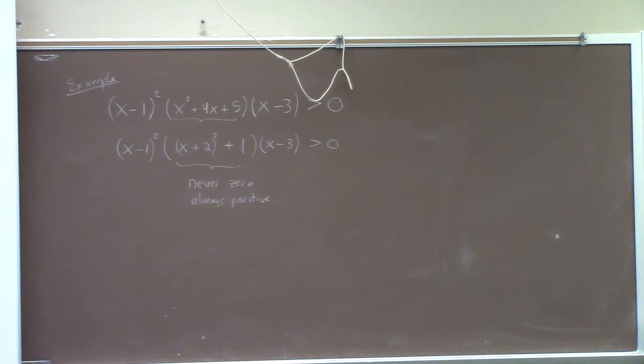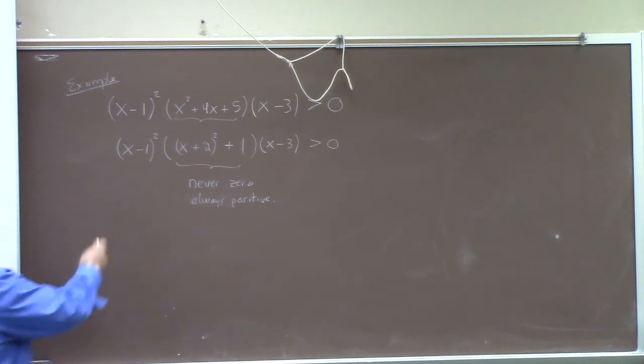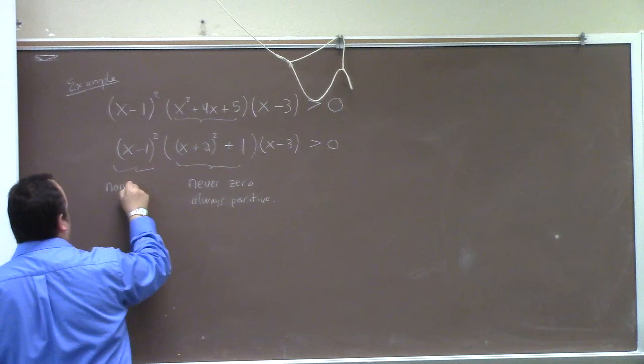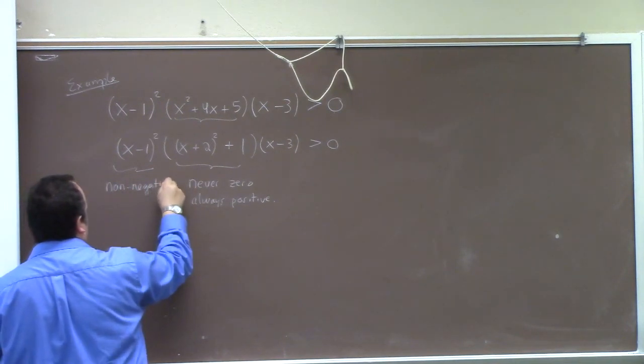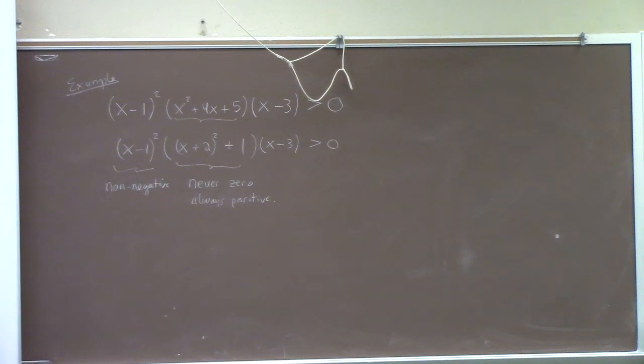That quantity squared can never beat the 1. It can only add to it. So the smallest that could be is 1, and that would happen when x equals minus 2. This is the kind of thing that completing the square allows us to see. x minus 1, what's the smallest that could be? This right here is non-negative, meaning that it's greater than or equal to 0. So really, the only term here that has hope of being negative is that x minus 3.